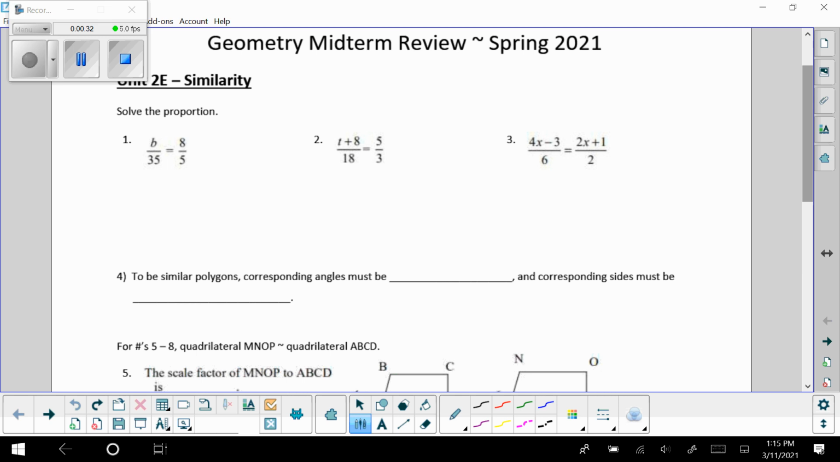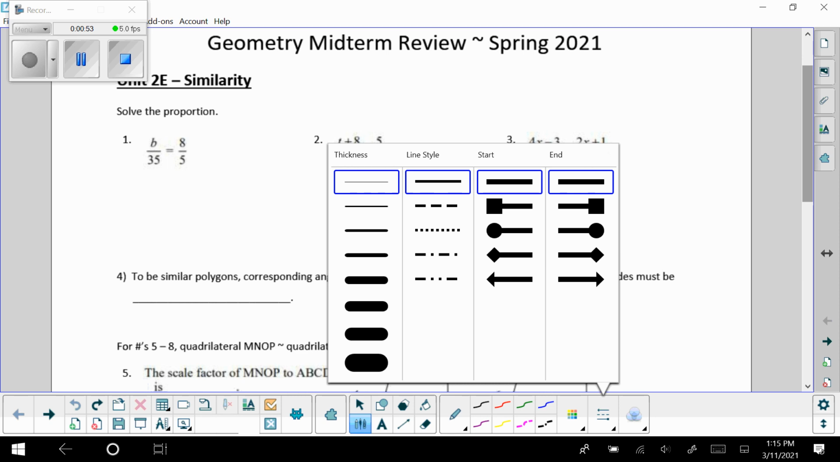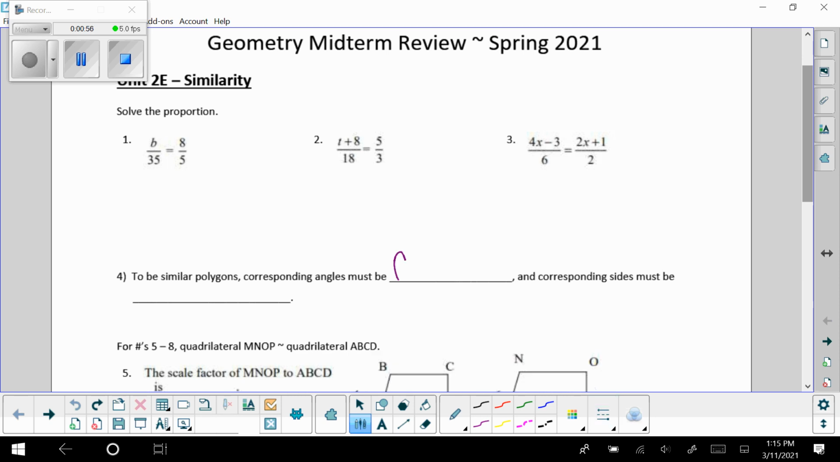I did want to go over number 4, and I'm writing this on my computer screen. So I'll try to be as neat as possible, but no promises. To be similar polygons, corresponding angles must be congruent. And corresponding sides must be proportional.